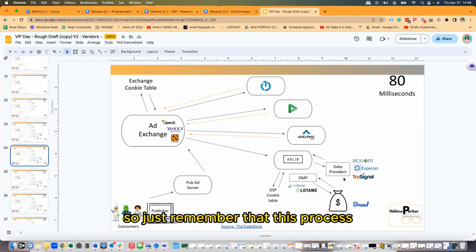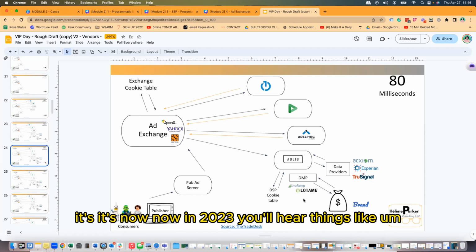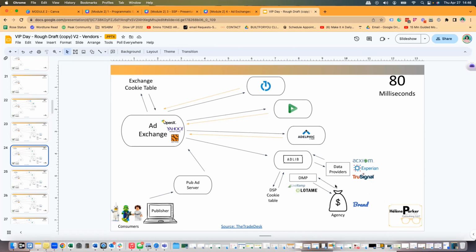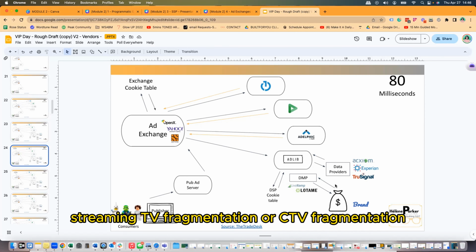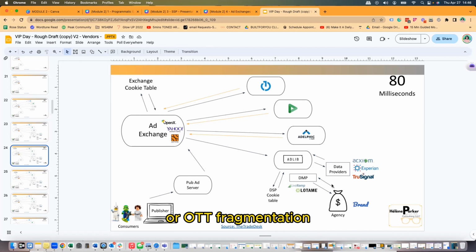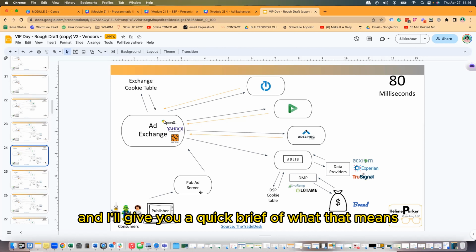So just remember that when you hear cookie table, it's now in 2023, you'll hear things like streaming TV fragmentation, or CTV fragmentation, or OTT fragmentation, because in the connected TV world, the same thing is happening. Okay, and I'll give you a quick brief of what that means.